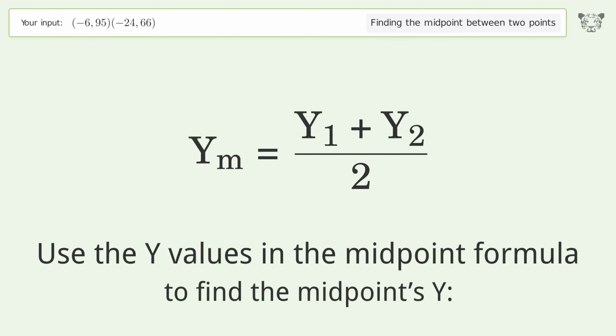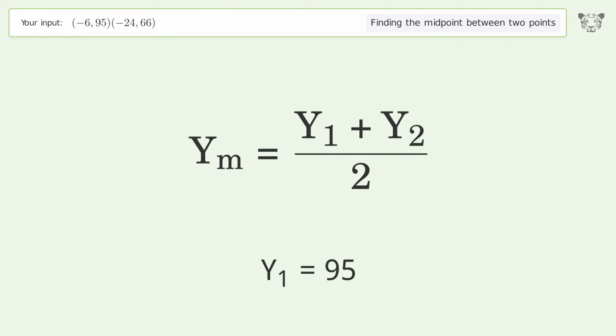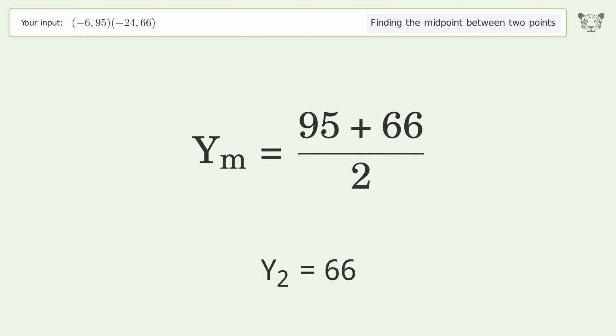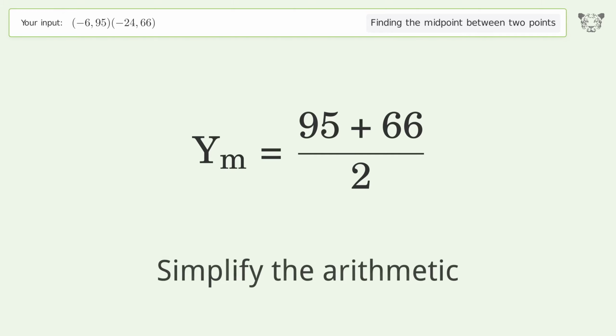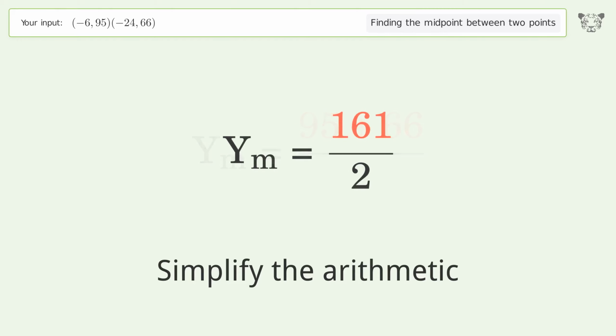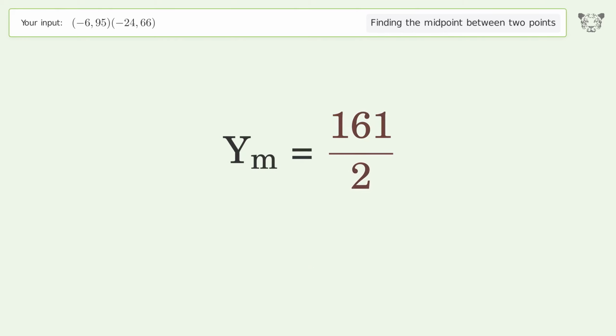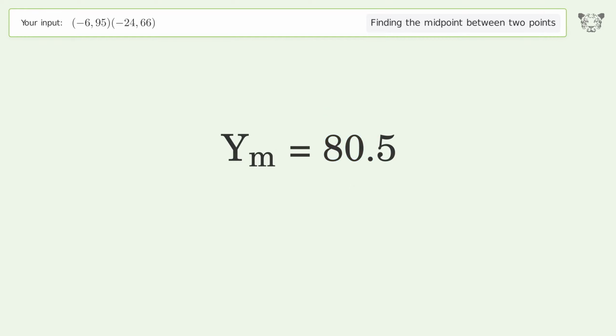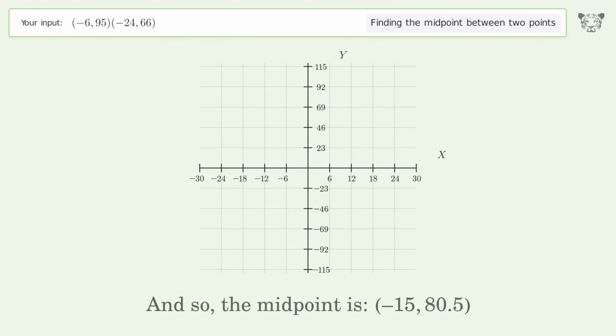Use the y values in the midpoint formula to find the midpoint's y. y1 equals 95. y2 equals 66. Simplify the arithmetic. And so, the midpoint is -15, 80.5.